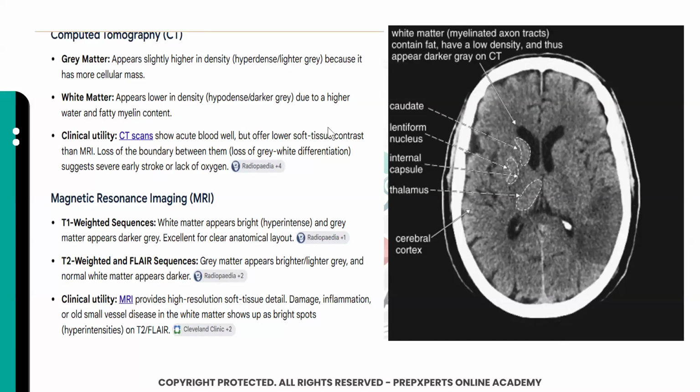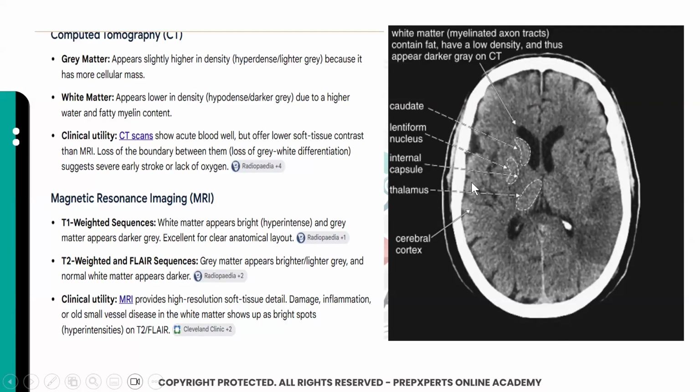Everything that is denser appears brighter on the CT, and everything that is hypodense, that has less cellular content, is hypodense on the CT. For CT we use density, and for MRI we use intensity. White matter includes myelinated axon tracts, contains fat, has a low density, and appears darker gray on CT.